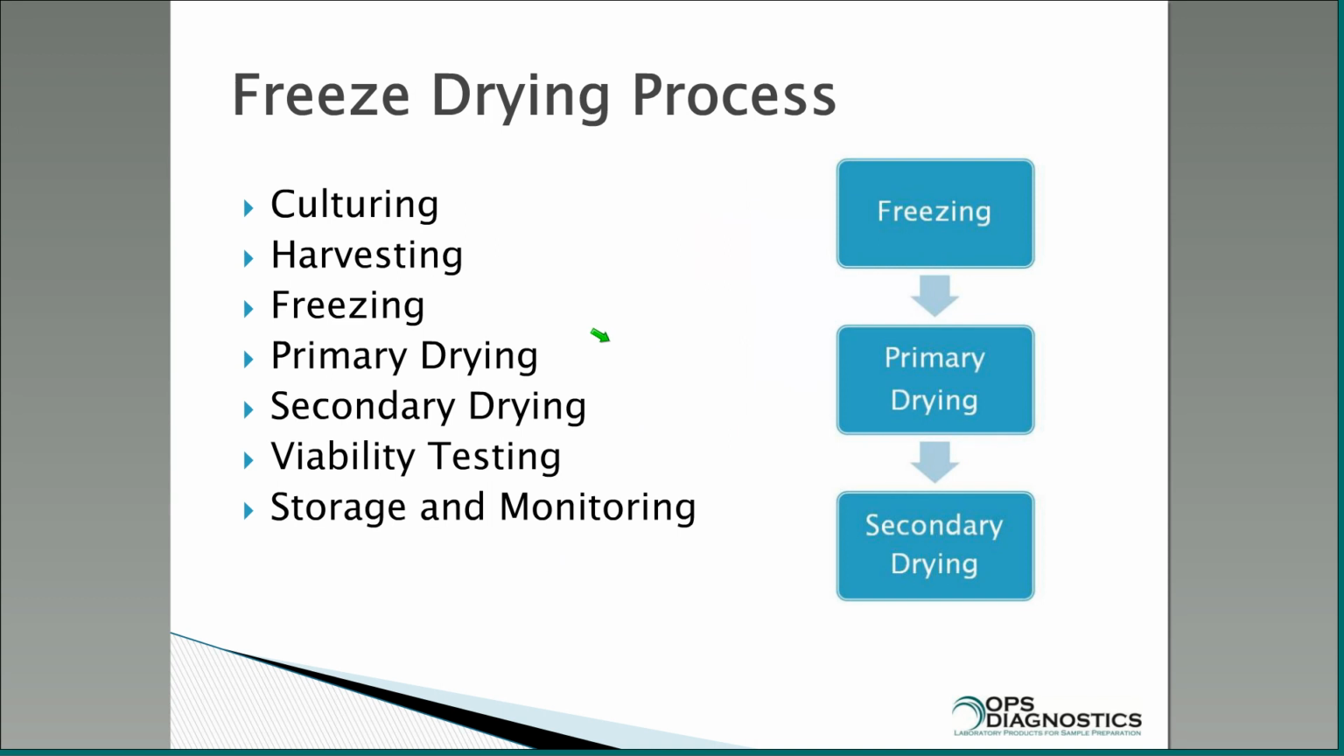When you're doing microbes, you have to culture your organisms, then you have to harvest them, you have to freeze them, then you go through a drying phase, which is known as primary drying, which is the point where you pull the water out of the sample while the sample is frozen, trying to keep the sample cold, but warmer than the cold trap.